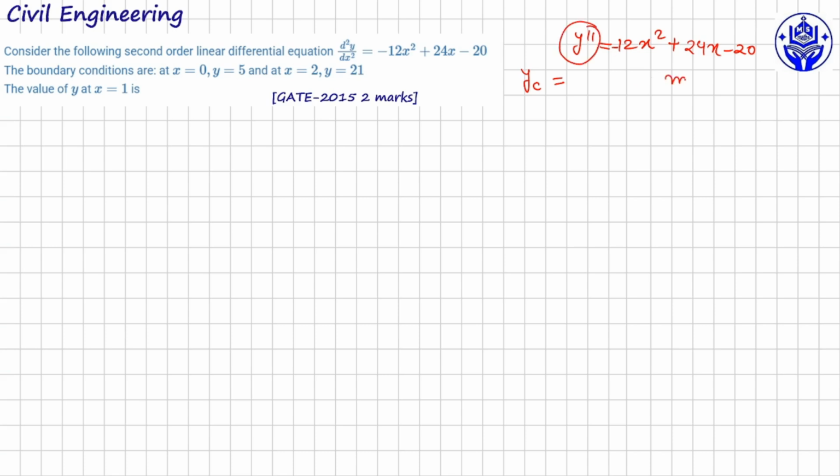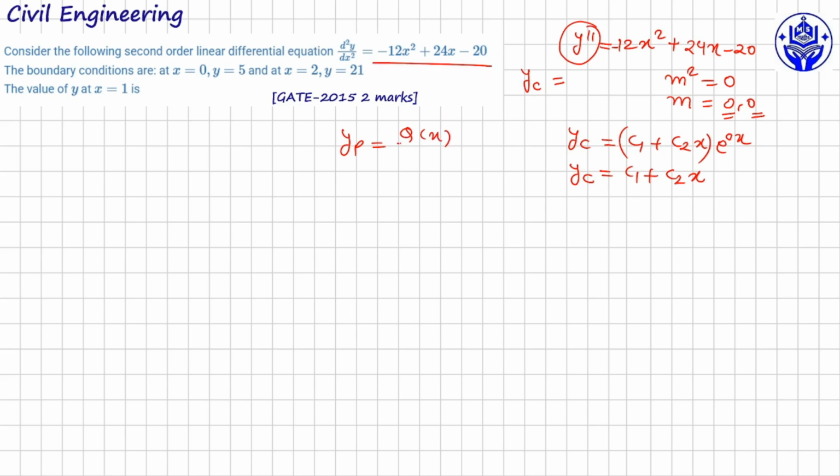First of all, what is the complementary function? You take m square is equals to 0. If m square is equals to 0, it means m is equals to 0, 0. These both are repeated real roots. Then y of c is nothing but c1 plus c2x e to the power of 0x, which is nothing but c1 plus c2x, the complementary function. The particular integral in this case: y of p is nothing but the right hand side, q of x divided by f of D. Here it is D square.